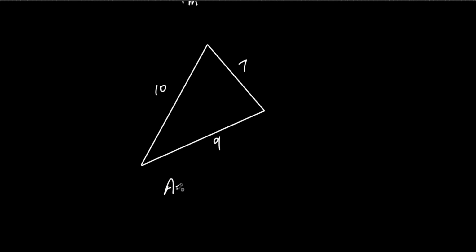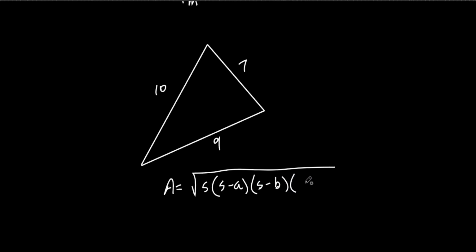The area equals the square root, and then it's S, and then it's S minus one of the sides, and then S minus one of the other sides, and then S minus the third side. And what is S? It's the semi-perimeter. So it's 1/2 the perimeter, which would be A plus B plus C.